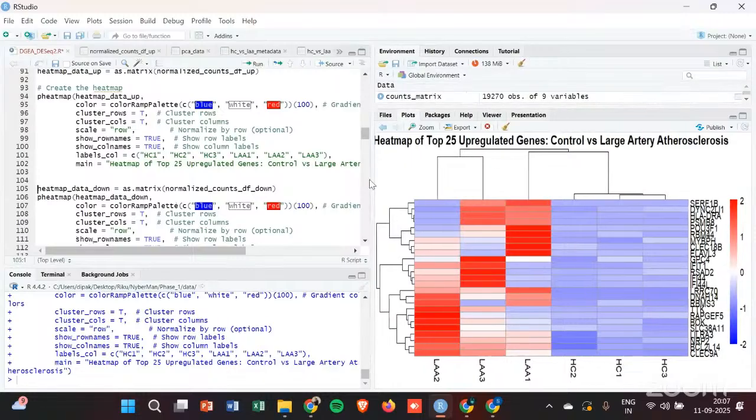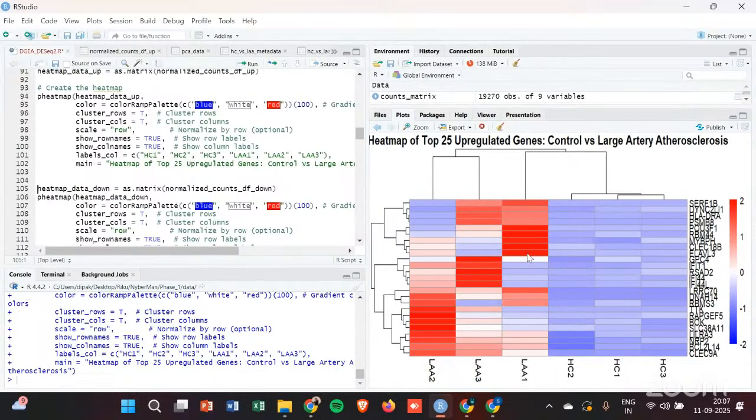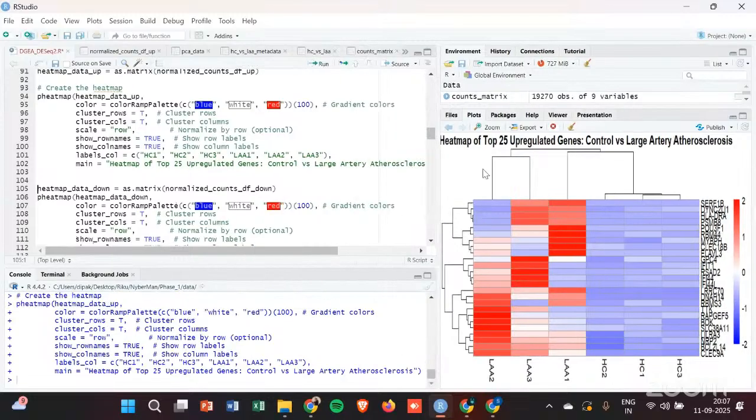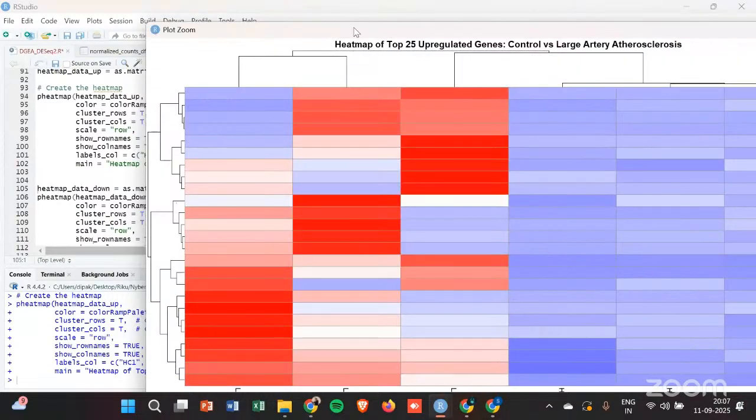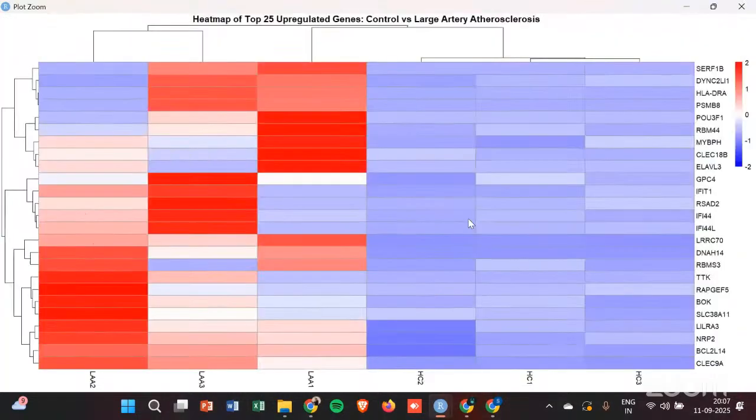Okay, let it load a bit so that you guys can see. It's not loading properly. Okay, not a problem. You can just use the zoom and can see. Okay, this is how your heat map looks.